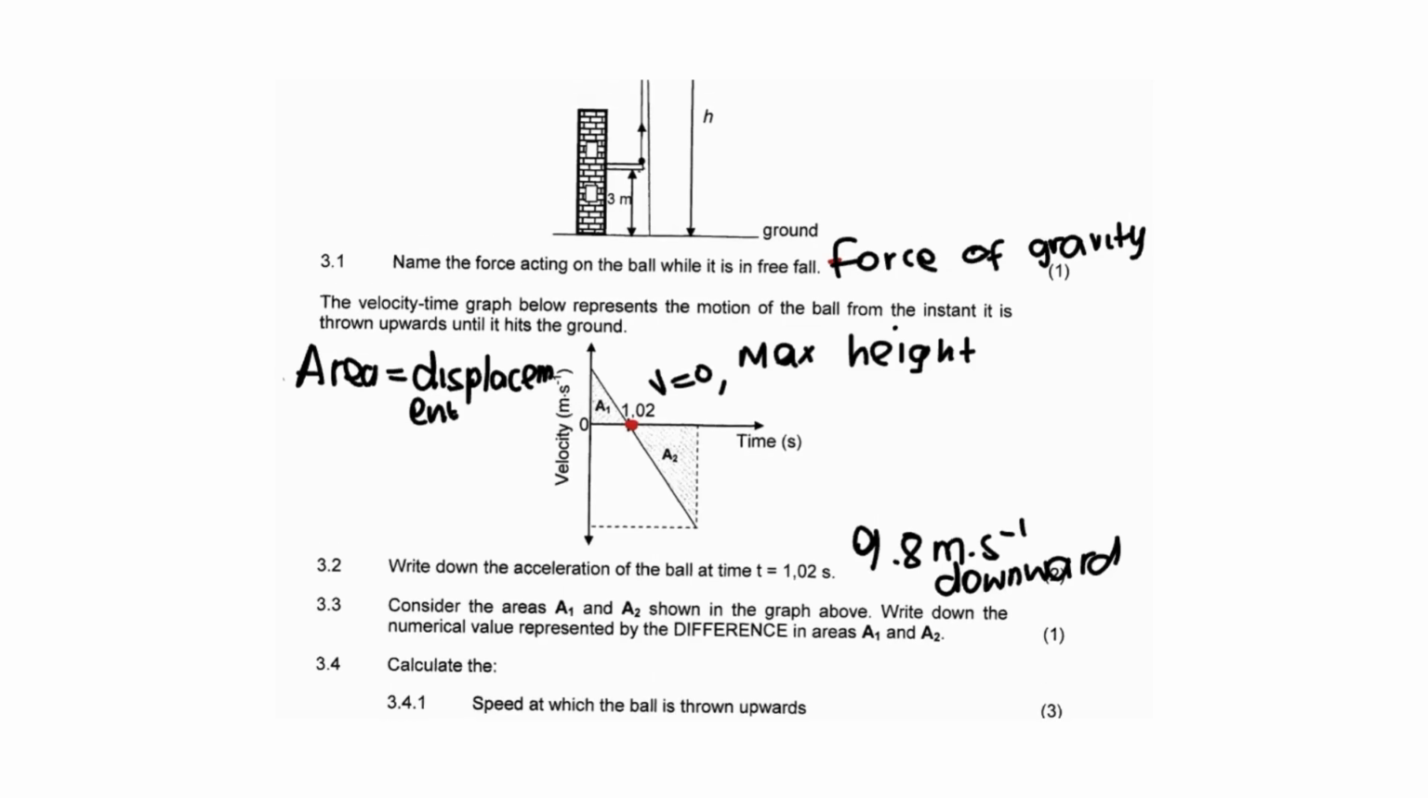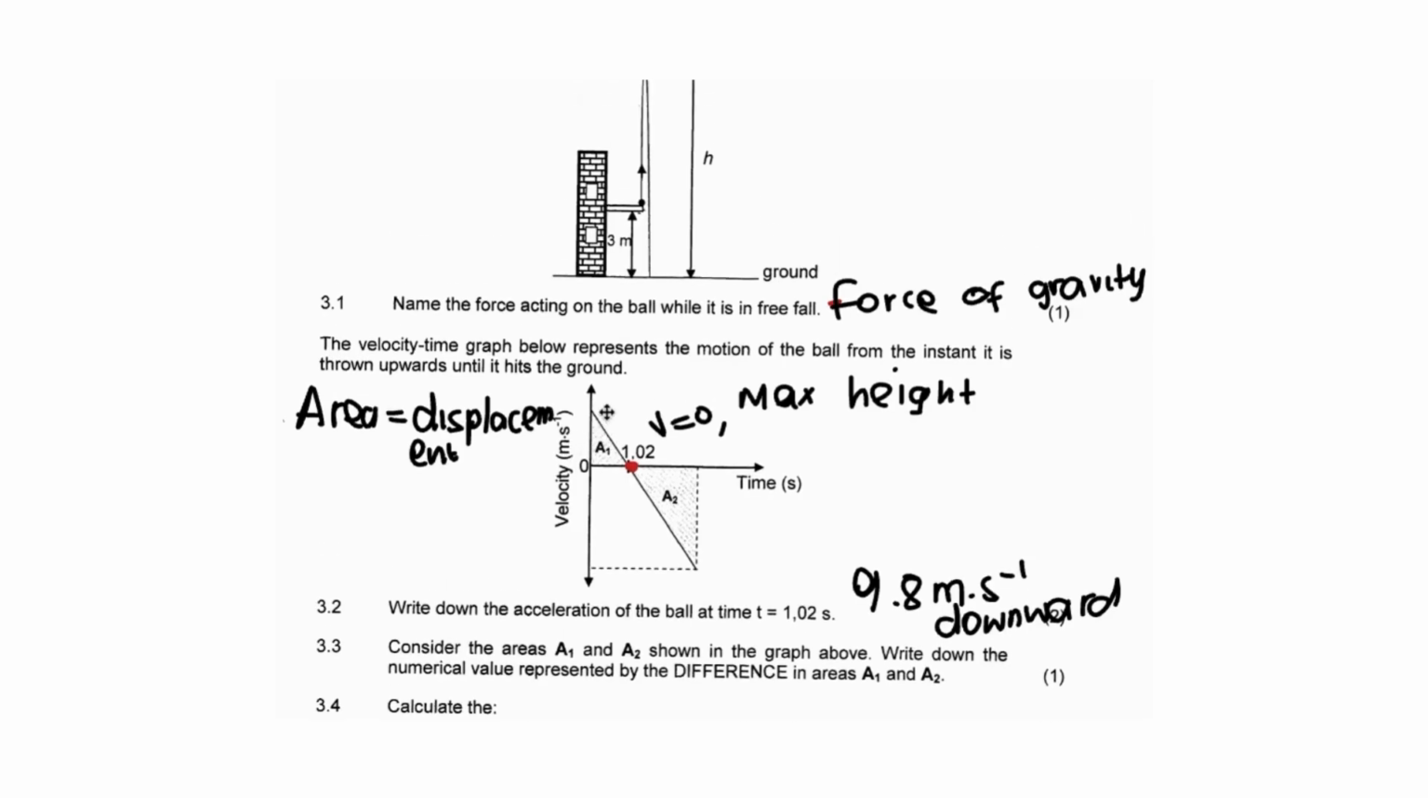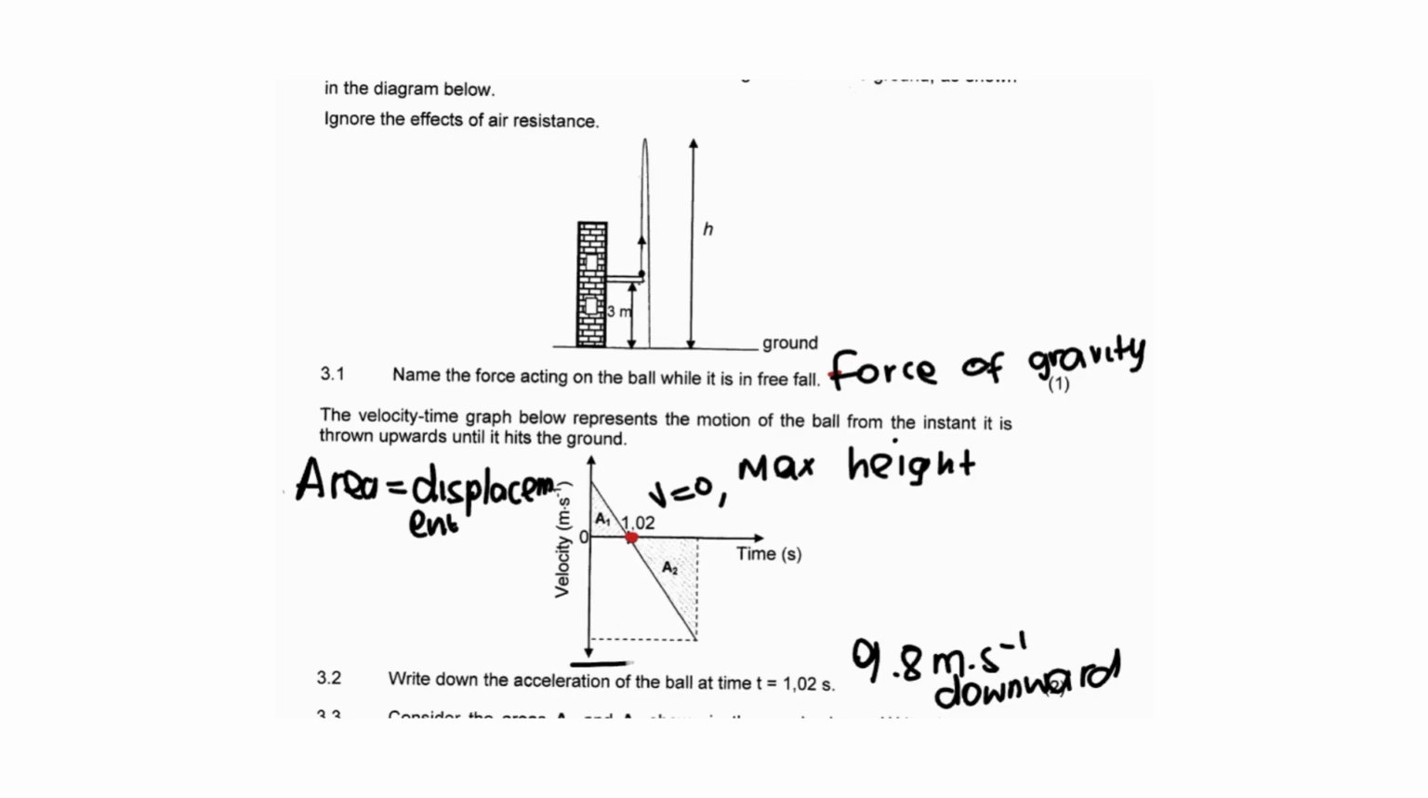So the area under A1, if we now look at the velocity versus time graph, when we interpret this graph, we would say the ball was projected up with this velocity, it went all the way up, and then here it was at the maximum height, meaning there at 1,02 it was here, and then it started coming down, which is now represented by area 2 until it hits the ground. And as you can see, the area 2 is quite longer.